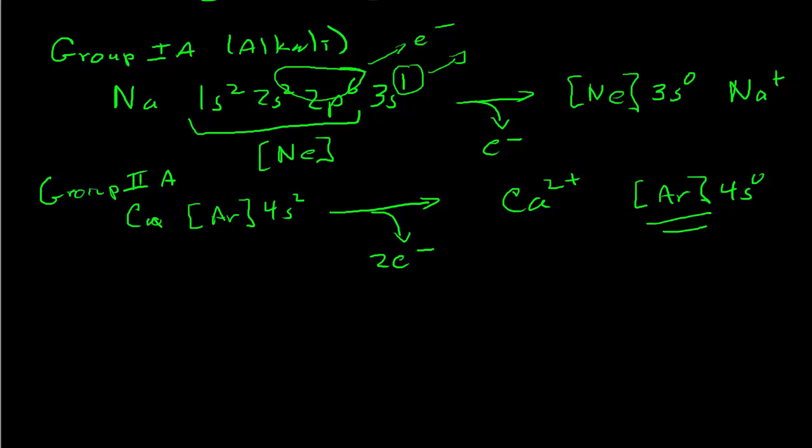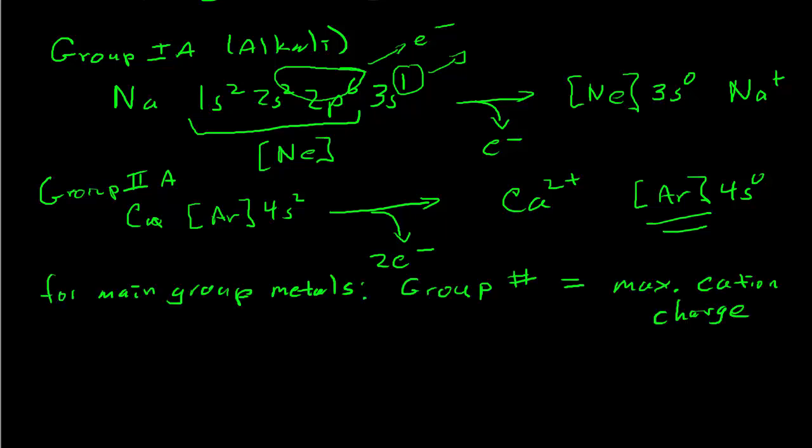So you'll notice that there is a pattern then for metals. For main group metals, it turns out that the Roman numeral group number equals the maximum cation charge. So metals form cations. What's going to be the typical maximum charge formed by a particular element? It's going to be the group number. So for example, if we look at aluminum, aluminum is in group 3A, and so knowing that, we can predict that aluminum is probably going to form a +3 charged cation when it makes a cation.